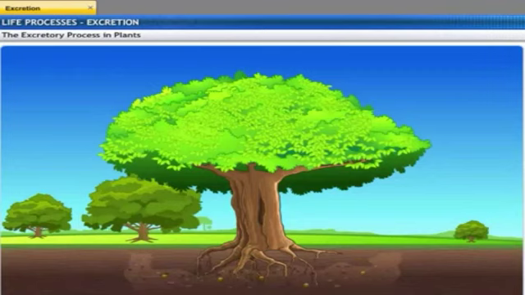So study from your NCERT book and practice your NCERT drawing. I give a worksheet also. After studying your NCERT book and understanding the concepts, then answer the worksheets.